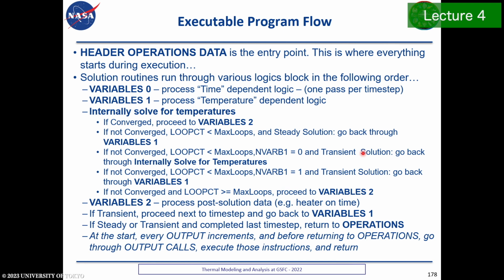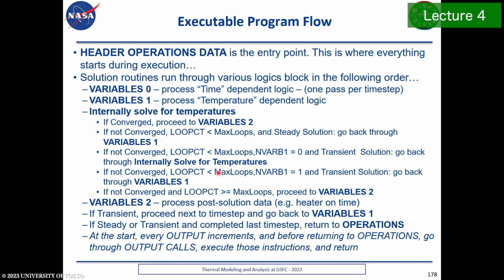So the assumption in transient is that things aren't going to change much between iterations, between time steps, whereas in steady state, things may change rapidly. So you have to tell it that you want it to go through variables 1 multiple times in transient if you want it to do that. Once it's gone through variables 1, it internally solves for the temperatures. If it's converged, it goes to variables 2. If it's not converged, it will continue to go back through.